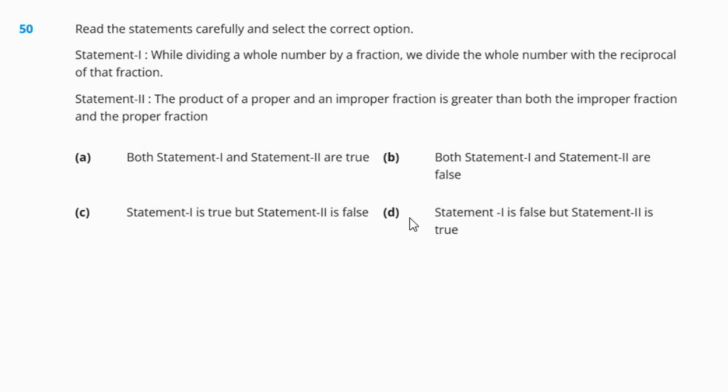The product of a proper and an improper fraction is greater than both the improper and the proper fraction. Okay, that is also not true. It can be smaller as well if the numbers cancel out with each other. So both these statements given to us here are false.